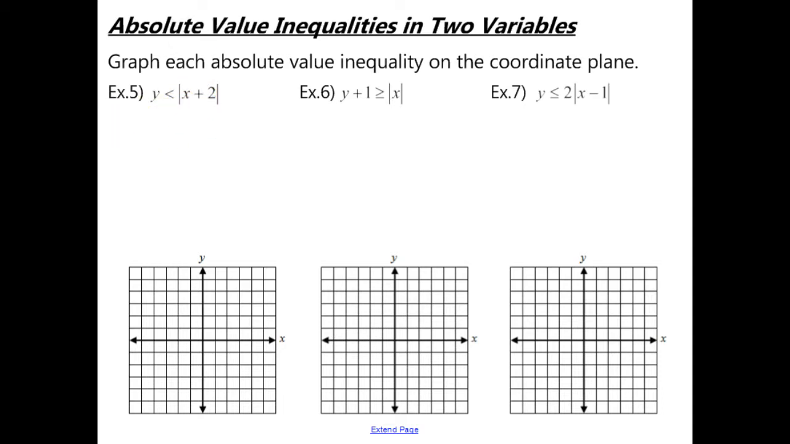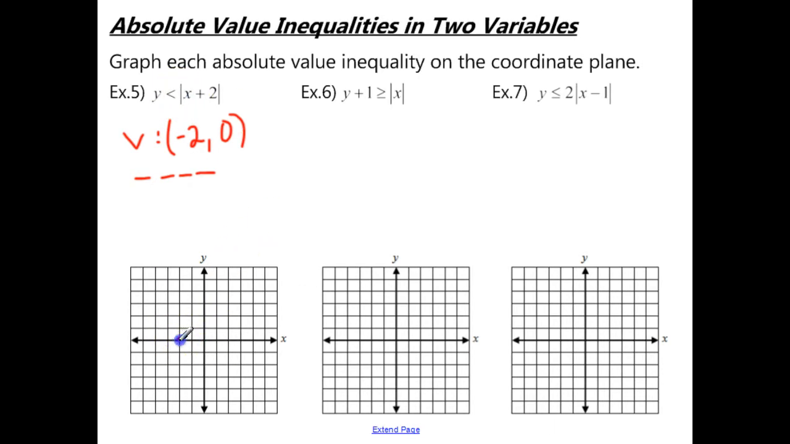Remember, we find our vertex, which is going to be (h, k), so it's the opposite of what's inside, and then what's outside. And then we also know that this is going to be a dotted line. This a is positive, so there's no change. So we want to go ahead and plot the vertex, (-2, 0). And then remember, we want to use a dotted line to create that slope of +1 on the right side and a slope of -1 on the left side.